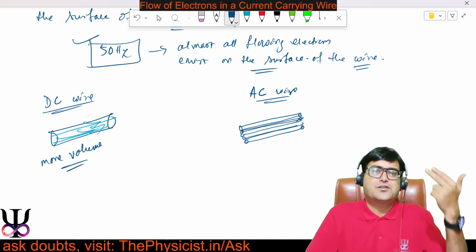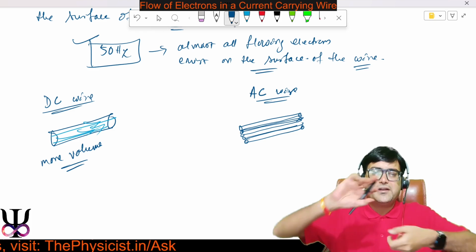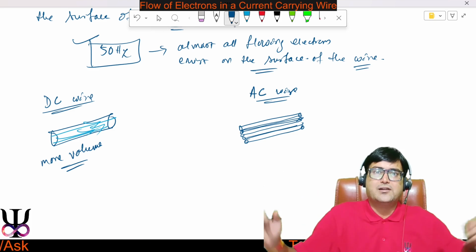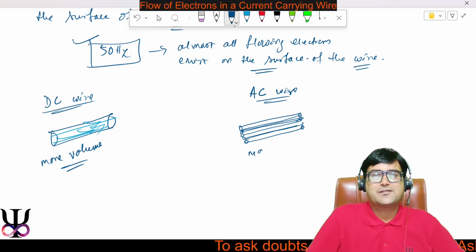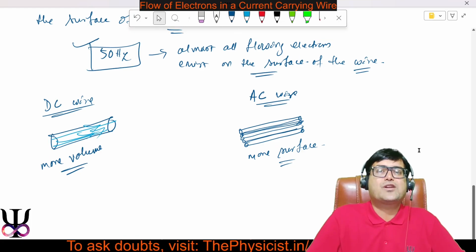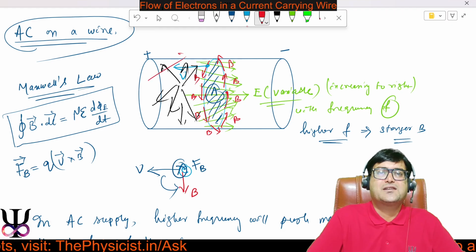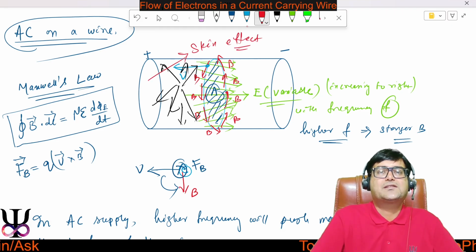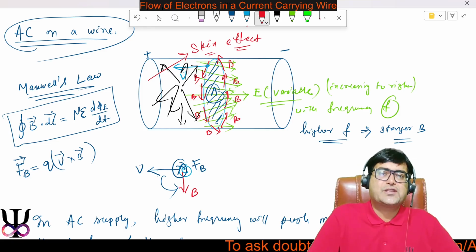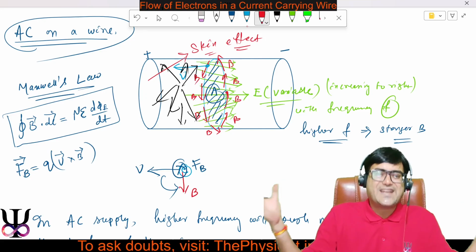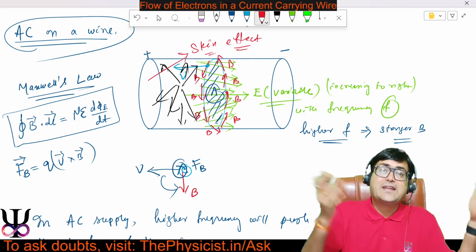Why? Because when you use multiple wires and wind them together to make a large wire, what you have is more surface. And this is called the skin effect. Skin effect is the effect due to which the internal free electrons get pushed towards the skin of the conducting wire in the case of an AC.